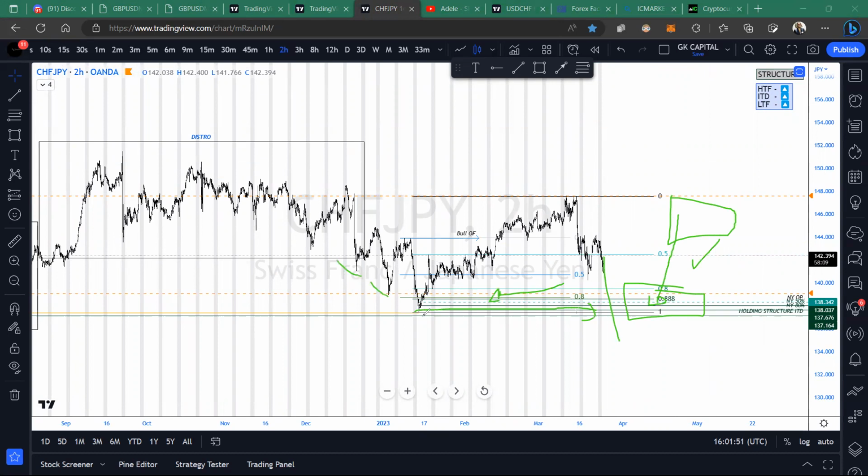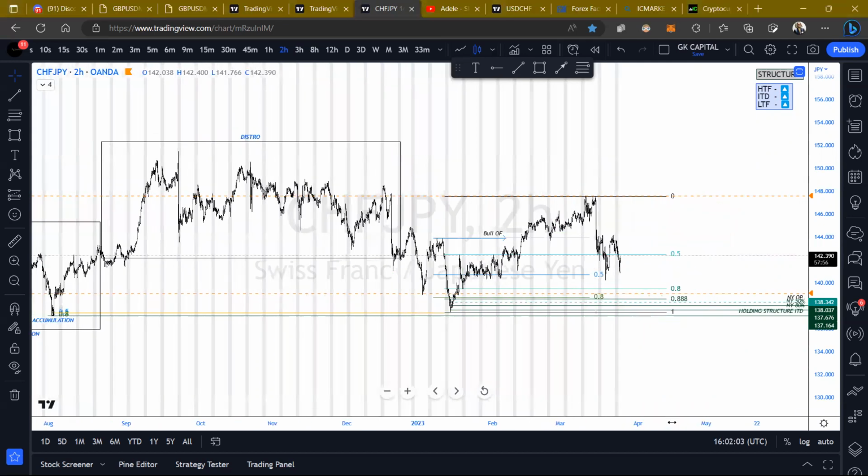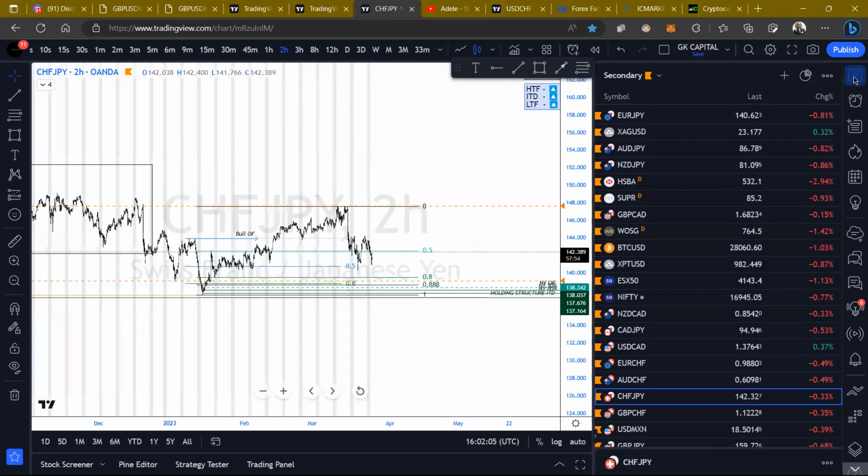This whole thing turns into a distribution. There's our attempt to accumulate. There's our distribution. This becomes our SC. This is our MC, and then off we go. So yeah, we'll see.